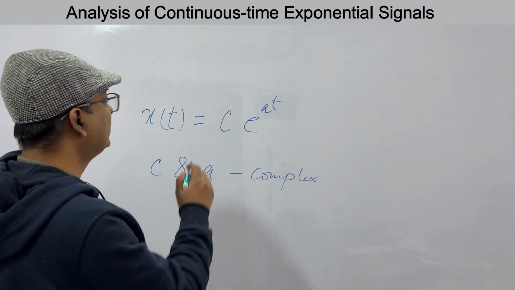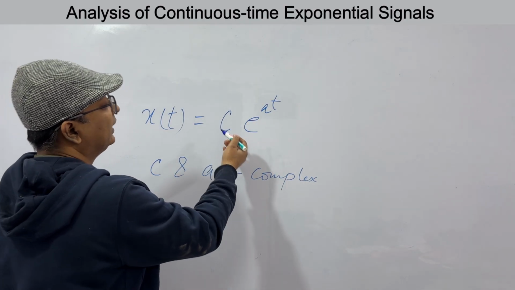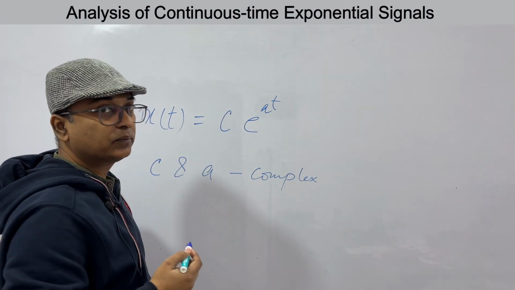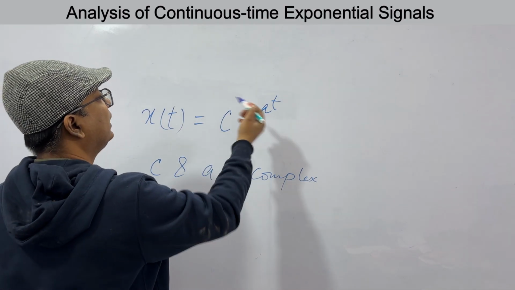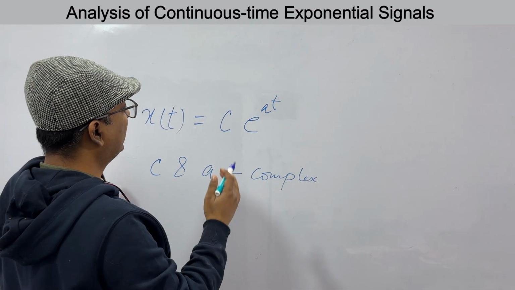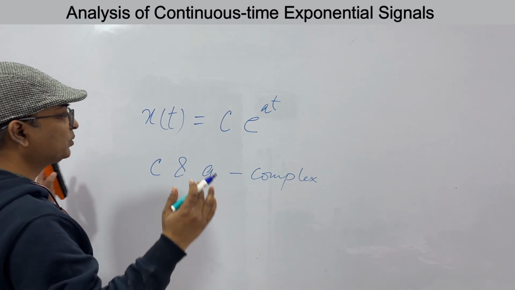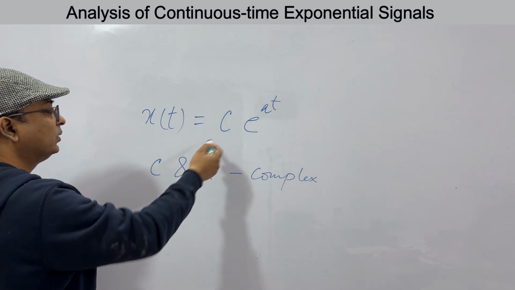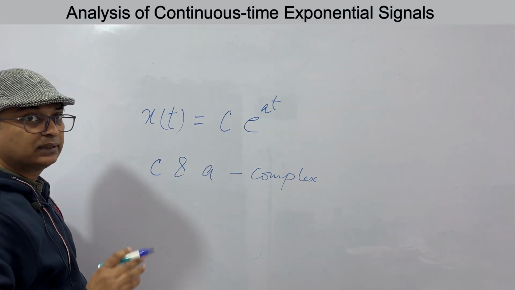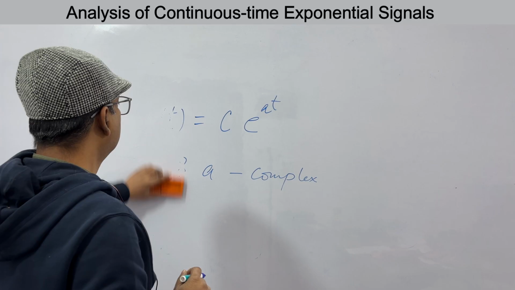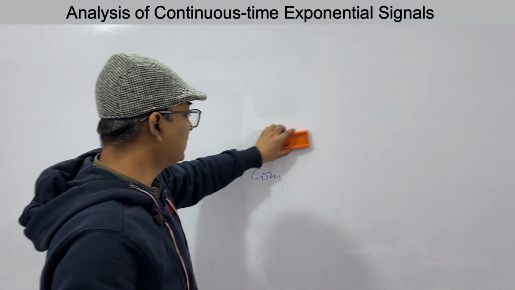For the time being, we'll see different scenarios, like when c and a are real numbers, when a is imaginary, and so on. And then finally we'll encapsulate all of them and analyze when both c and a are complex. Clear? So this is our basic continuous time signal in exponential form.